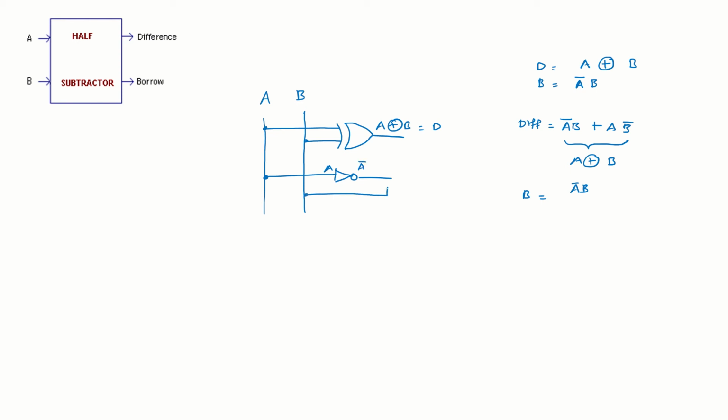So take it as such and get it in. Now what do we do? We need to get it ANDed, and the output is nothing but A bar B, which is called the borrow. That's all. We have derived the expressions for difference and borrow, and this is how the half subtractor works.